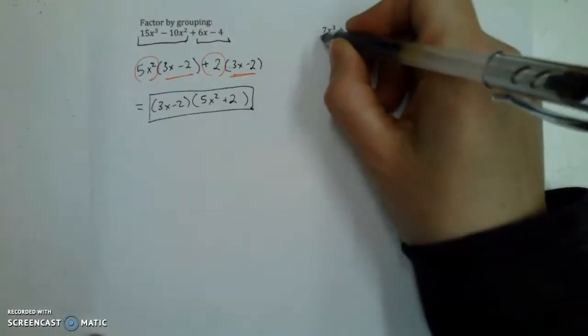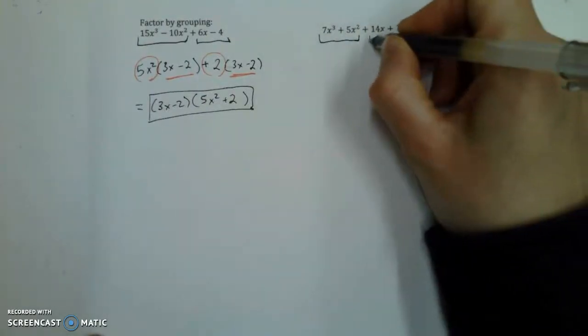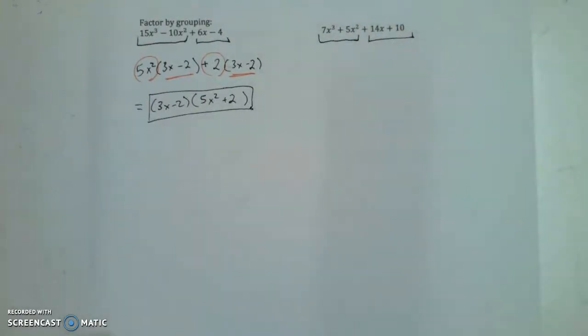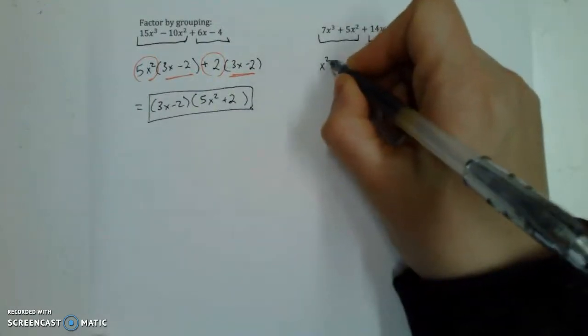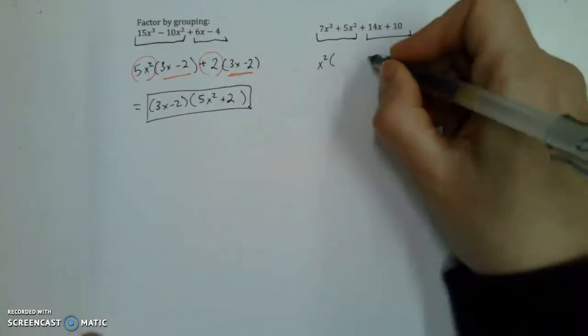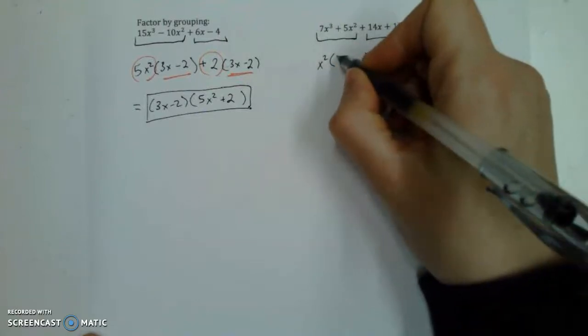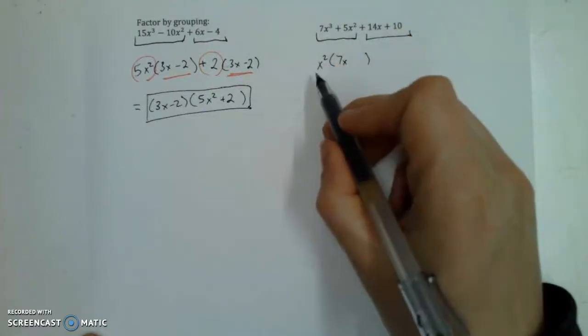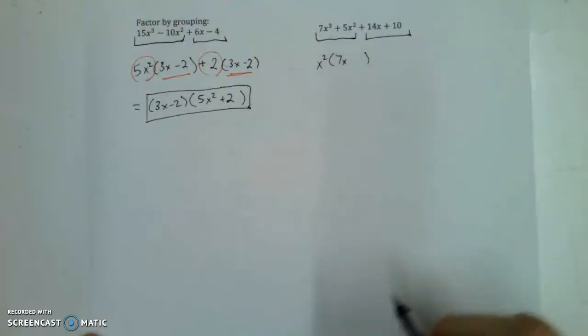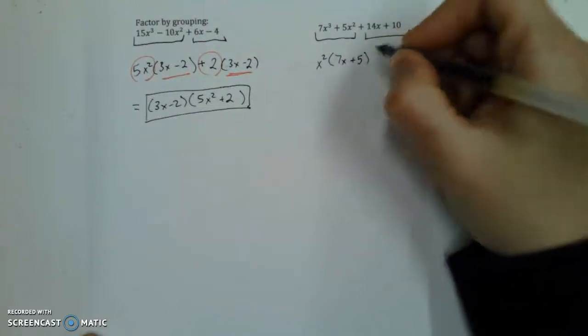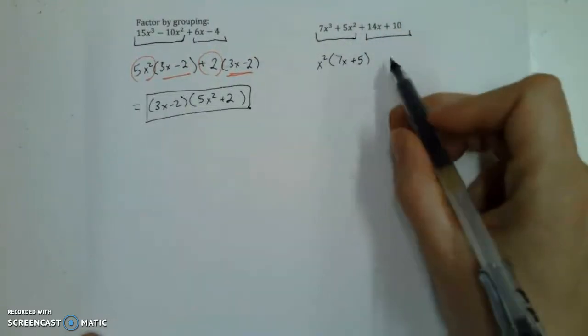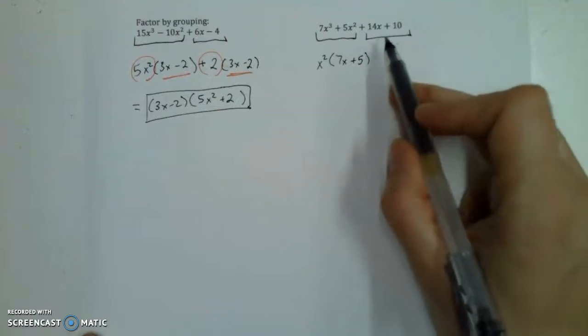Let's try another one. So again, I'm going to group the first 2 terms and then the second 2 terms. Now, 7 and 5 have nothing in common, but I can pull an x squared out. And then what's left over? X squared times what is 7x cubed? That'd be 7x. X squared times what is 5x squared? That'd be 5.